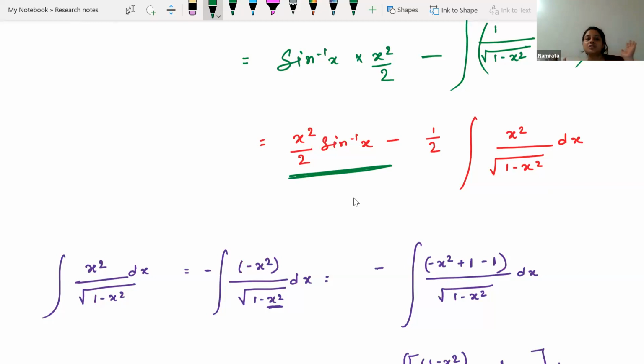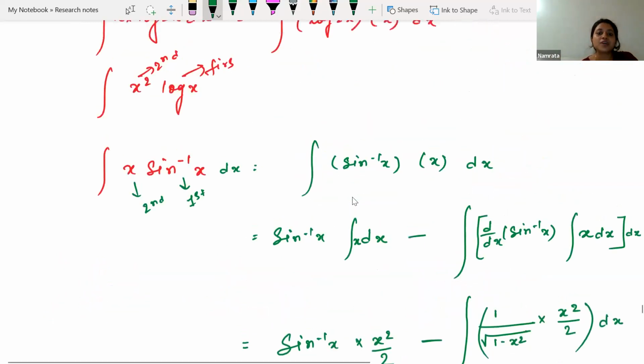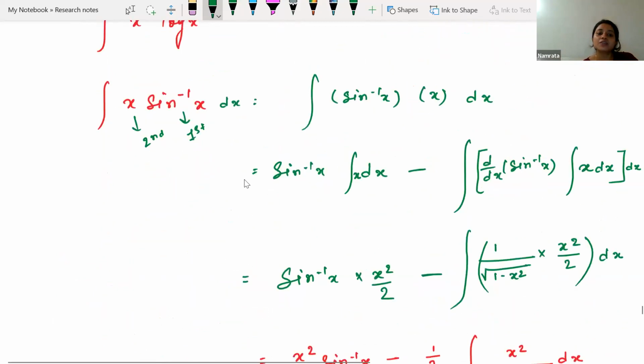So we have to just combine everything now. So let's see the question from the very beginning. What was the question? The question was x sine inverse x. Here we needed to choose which one is the first function and which one is the second function. So we decided that sine inverse x will be the first function and x will be the second function.